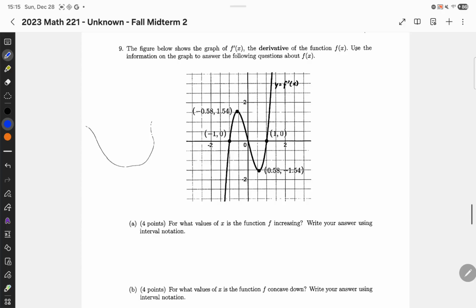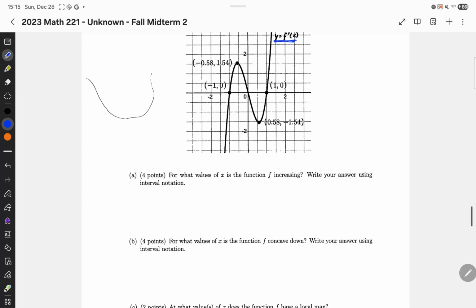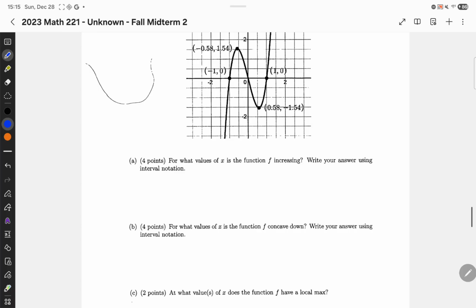So, for this one, make sure you recognize that this is f prime of x, right? This isn't f of x. So when is f increasing? Well, that's going to be whenever this function is greater than 0. So that's going to happen on two intervals. First off, we're going to have from -1 all the way up until 0. That's kind of this portion above the line right here.